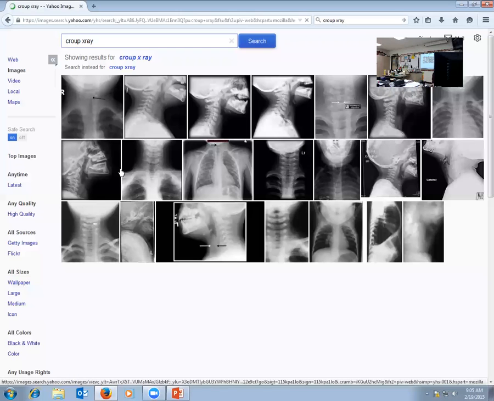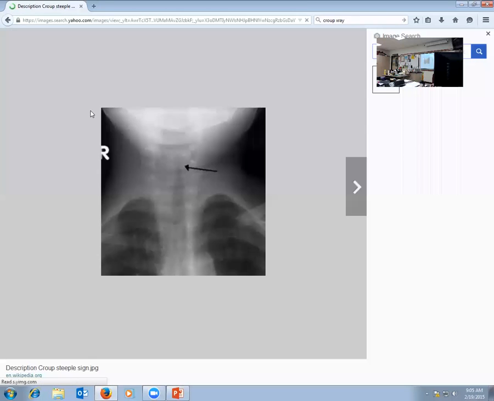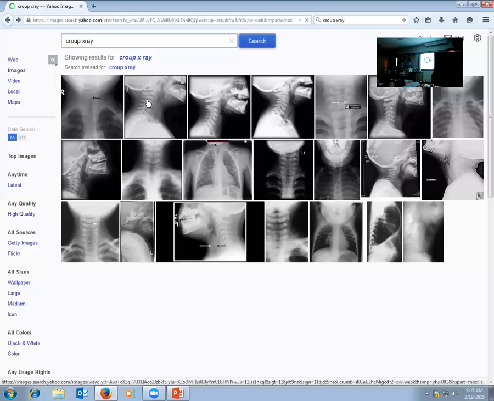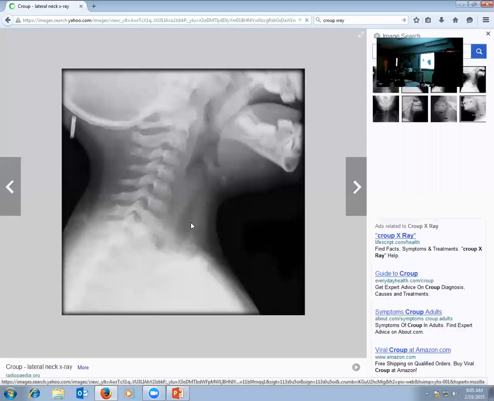Here we go. This one's a good one. Now air, remember, usually comes up black. So see the trachea right here and how it narrows? See that steepling kind of effect? How it really narrows there? Go to another one. Same thing here. You can see it right here. See how it's narrowed? That'd be horrible.